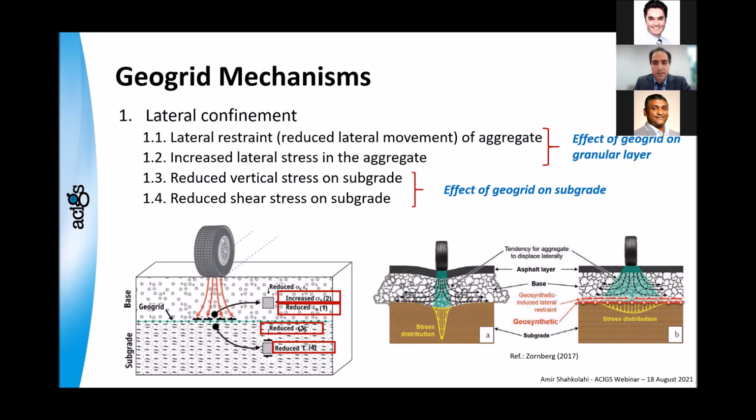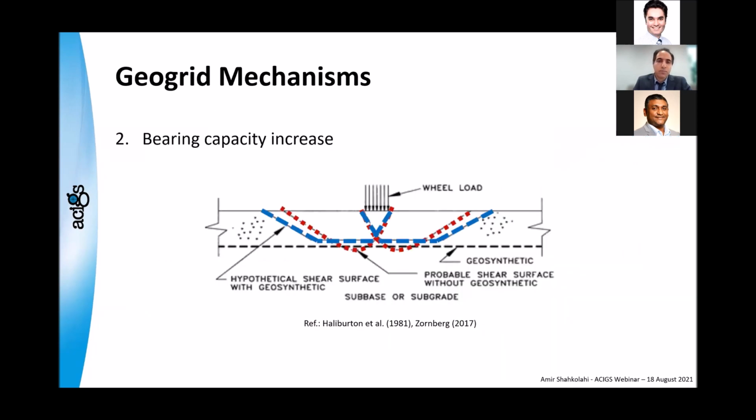Again, in section A, you can see this higher normal force going to the subgrade, while section B is less because of the wider load distribution angle. Now, the second potential mechanism is bearing capacity increase. And it's very simple: we are going away from punching shear to general shear by using geogrids.